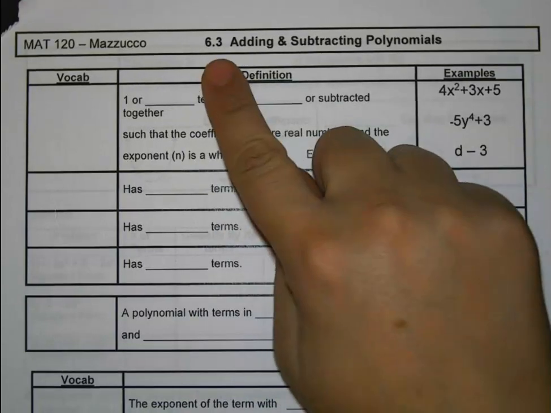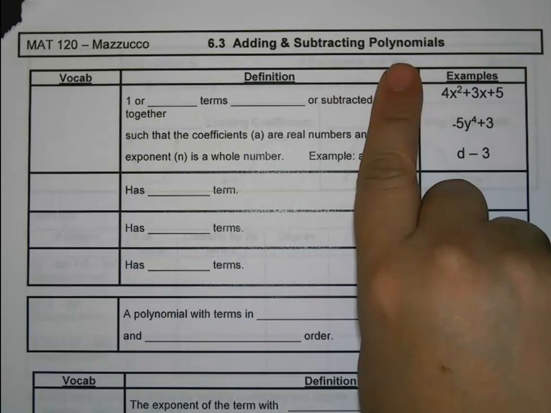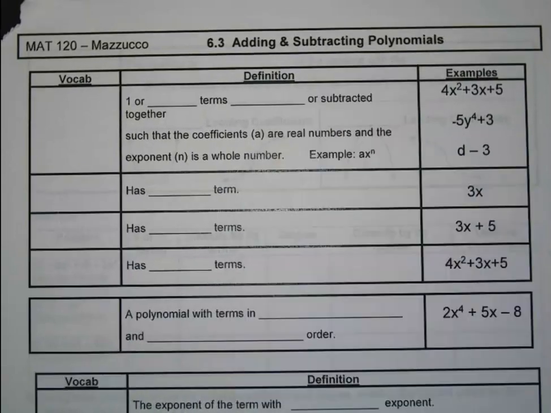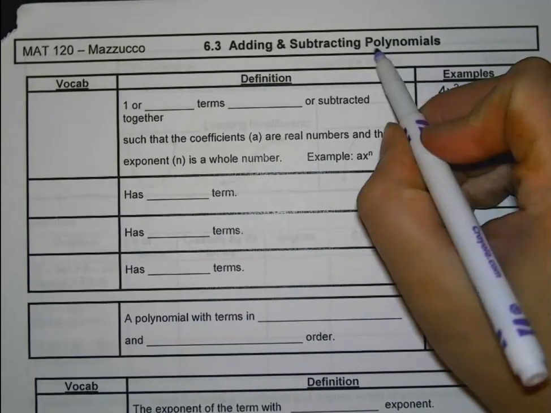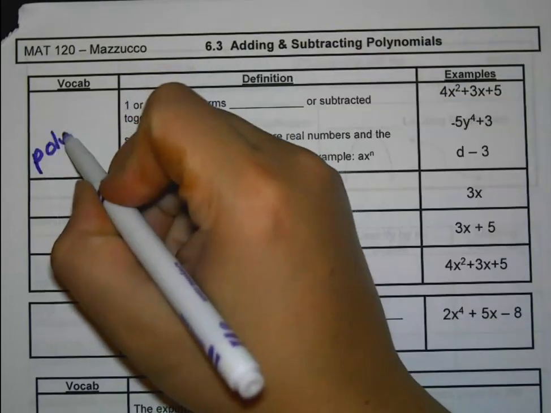The goal in this video is to be able to add and subtract polynomials. But before we do that, we have some vocab to start with for this chapter. The first word is, well, what is this word here? What does polynomial mean? So let's go ahead and start with polynomial.